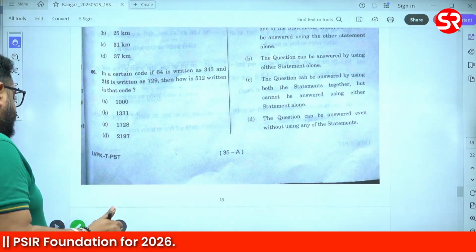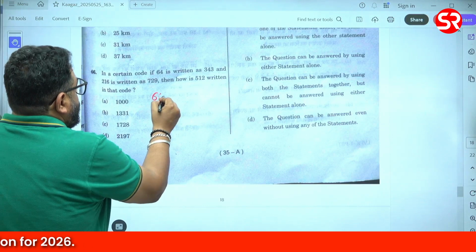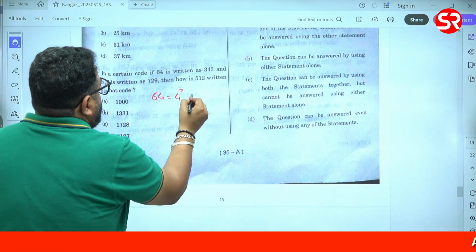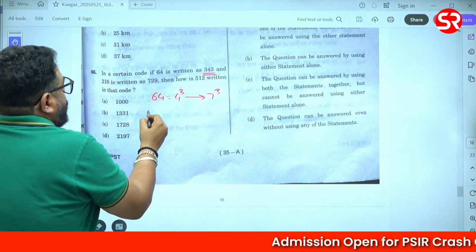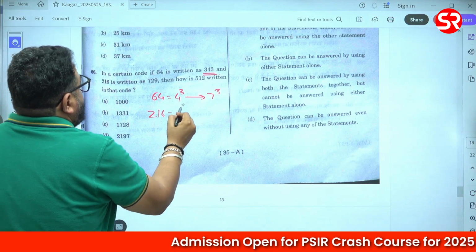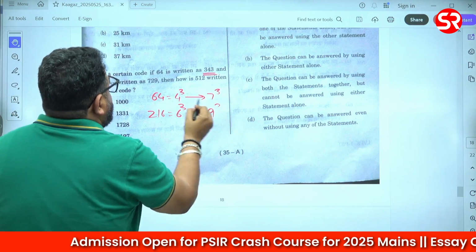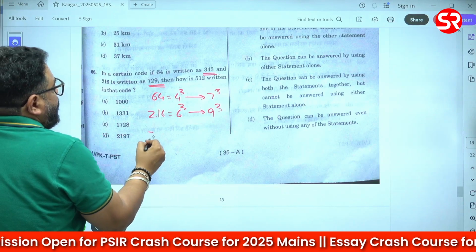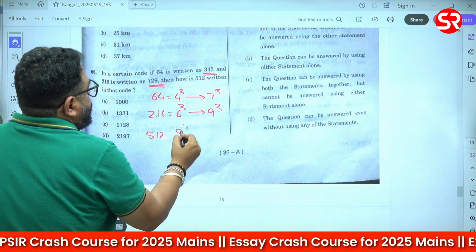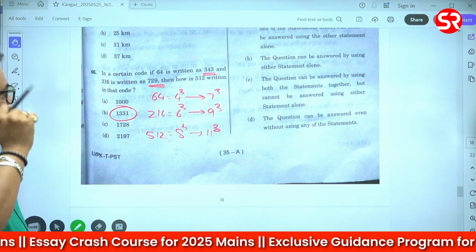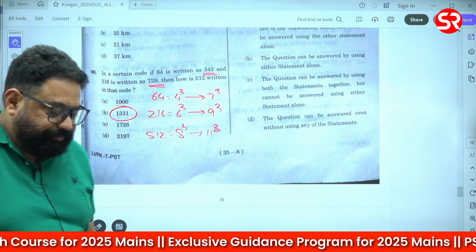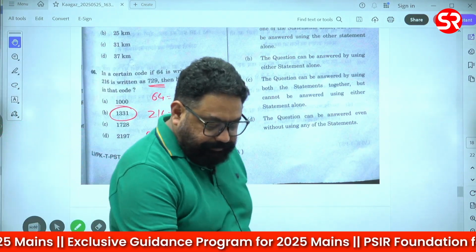This is very easy. 64 is 4 cube and coded as 7 cube, 343, right? 216 is 6 cube and coded as 9 cube. So 512 is 8 cube, coded as 11 cube. 11 cube, what? 1331. Not at all a problem, isn't it?